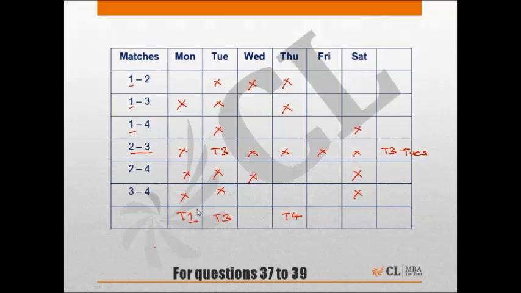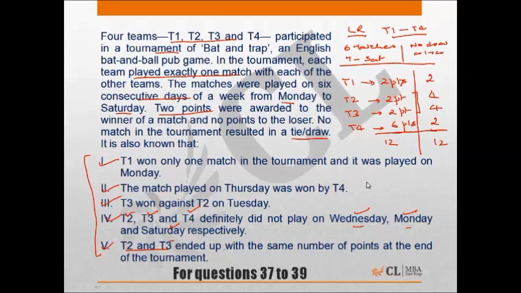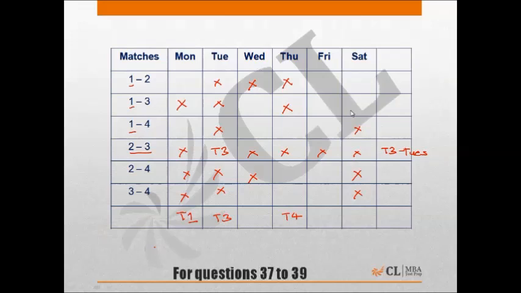So let's just first look at the two cases and see which of these two cases or both the cases are possible. Let's look at the first case. The first case is T1, T2 and T3 have 2 points each and T4 has 6 points.